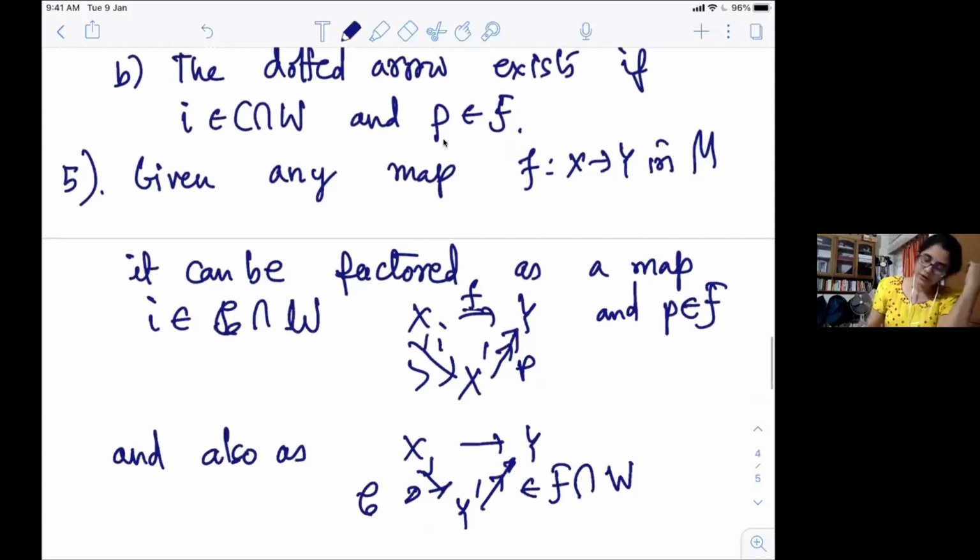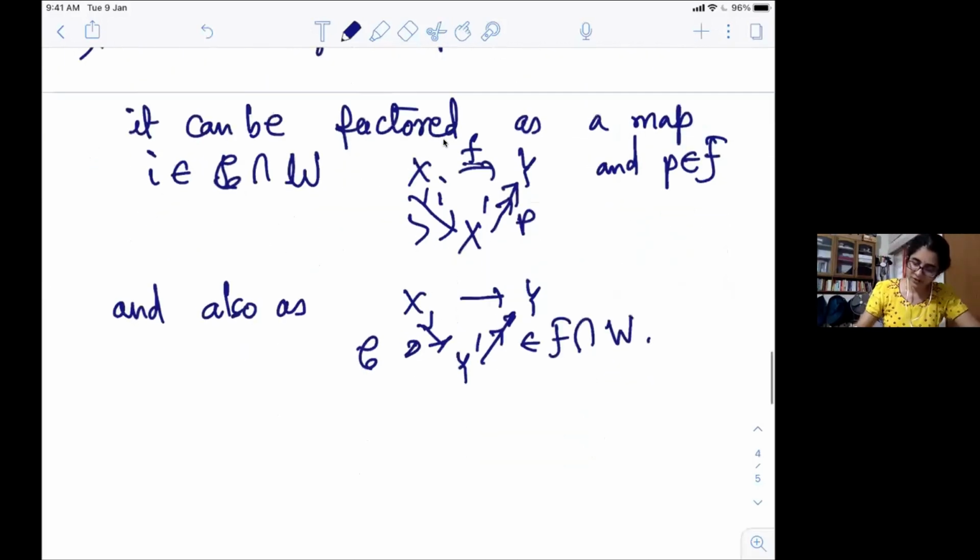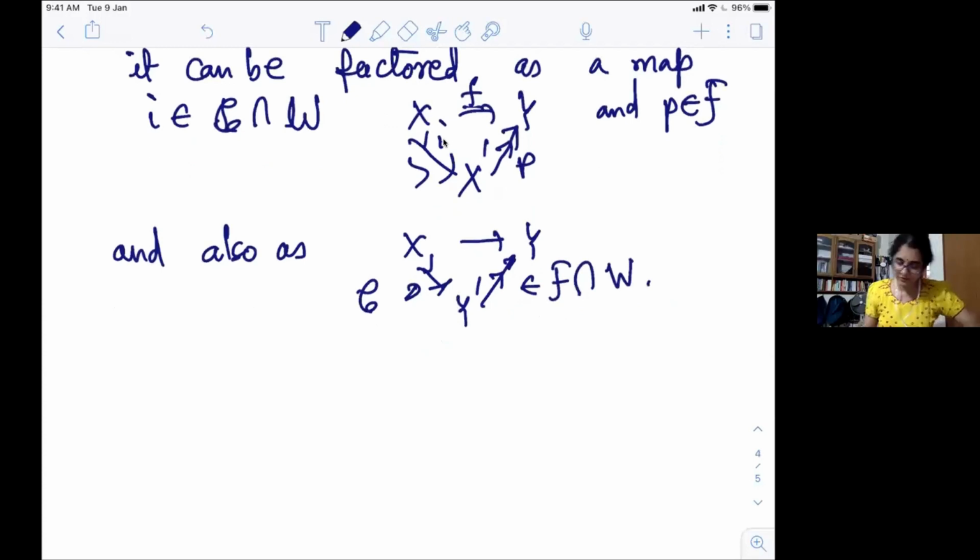If you remember when Samik was talking about the mapping cylinder and the path space, he was talking about how to factorize any given map into a cofibration and a weak equivalence, and a fibration, etc. So this is where these ideas come from. Before I give you some examples, let me state a couple of immediate consequences.